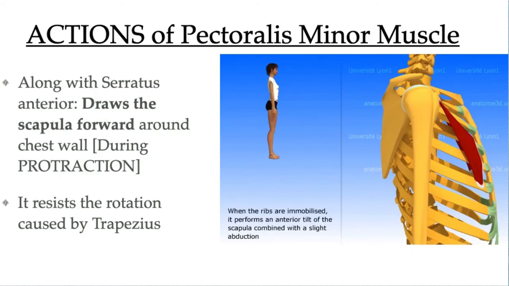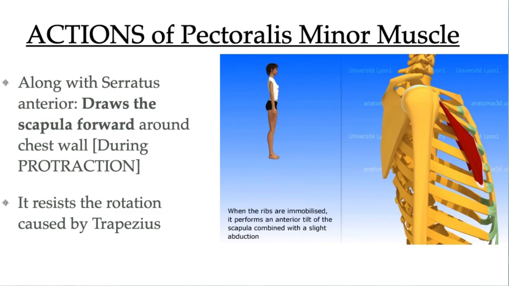Coming to the actions of the pectoralis minor muscle, the muscle contracts to bring about protraction of the scapula. How do we define protraction of the scapula? Protraction of the scapula is defined as the movement in which the medial borders of the scapula move apart, that is, move away from each other, such that the scapula rotates around the chest wall forward. So, the pectoralis minor muscle along with the serratus anterior muscle brings about protraction of the scapula.